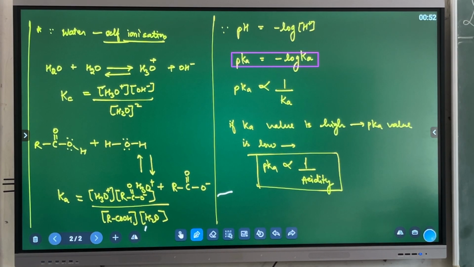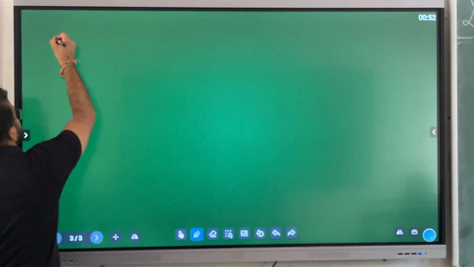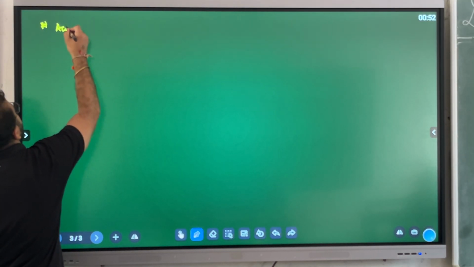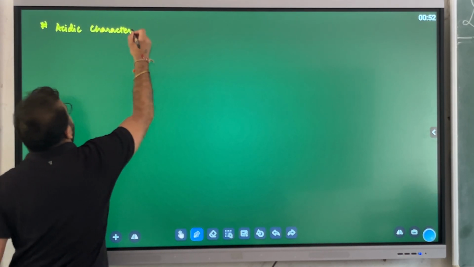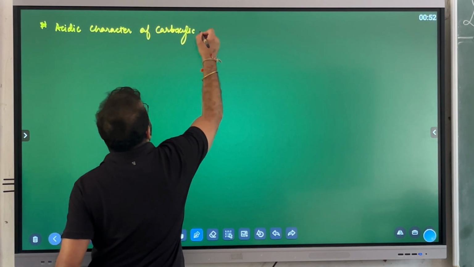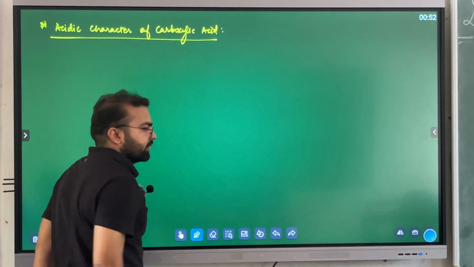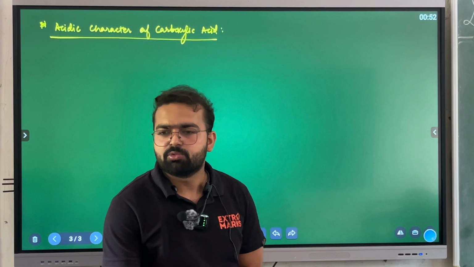Easily we can determine the acidic character of carboxylic acid. So now the main heading is start. This is called acidic character of carboxylic acid. Okay. So the next topic we have is called acidic character of carboxylic acid.